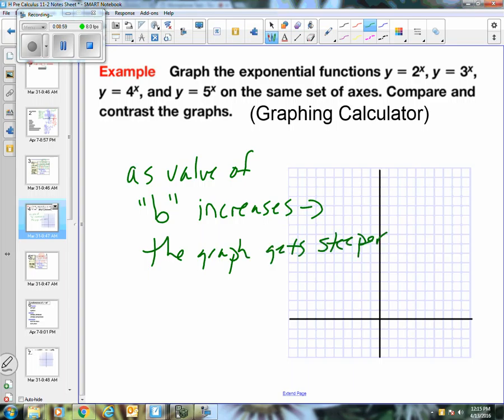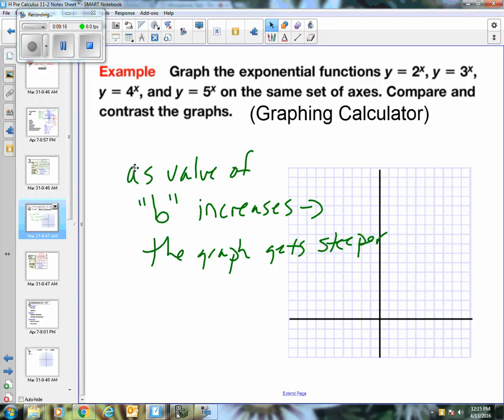Now I wonder why that is. Well, think about what you're multiplying by. So 4 to the x means you're timesing something by 4. So for example, 4 to the second power is 16. 3 to the second power is only 9. So timesing something by 4 is always going to give you a bigger outcome than timesing something by 3. So the bigger the base, the steeper the graph is.